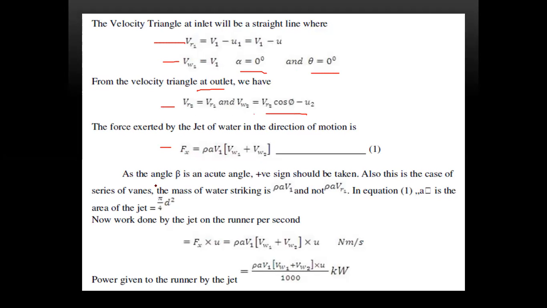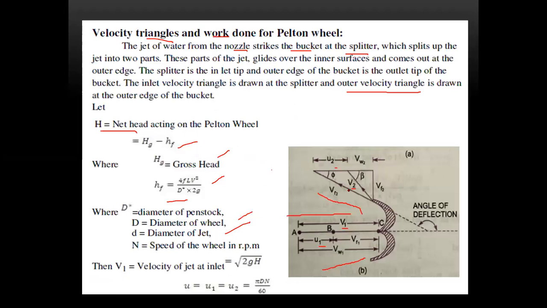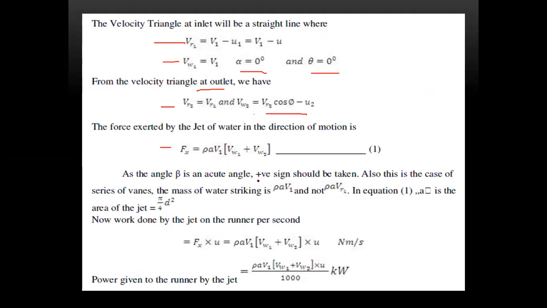Now, as angle beta is an acute angle in the figure, see here, it is positive sign. Also in this case, for a series of vanes, the mass of water striking is rho A V1 and not rho A V2. In this equation 1, A is the area of the jet, pi d square by 4. Now the net work done is equal to Fx into U.